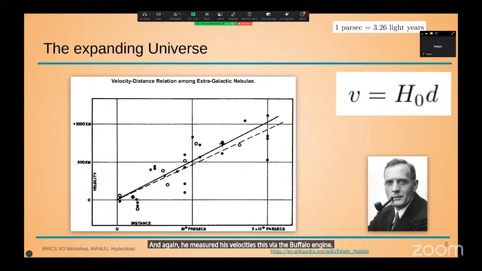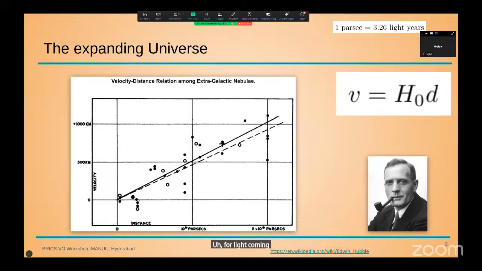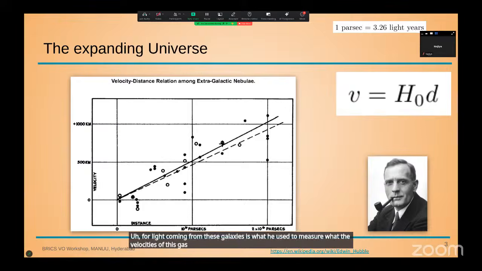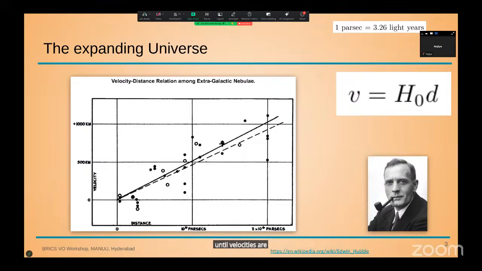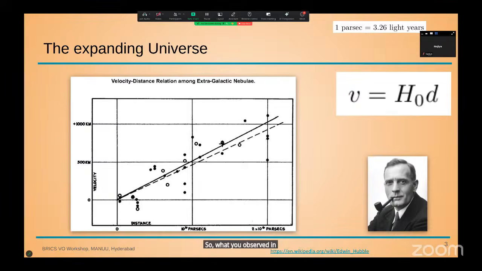Just like a train is coming and shouts a siren, as it's approaching, it has a certain frequency. As soon as it passes by, it has a different frequency. Right? So this change of frequency for light coming from these galaxies is what he used to measure the velocities of these galaxies. And these velocities are always line of sight velocities, because moving on the sky takes a long time for galaxies, so we don't really observe that with human eyes. What you observe is only the velocities along the line of sight.